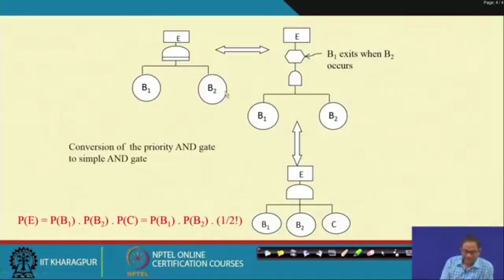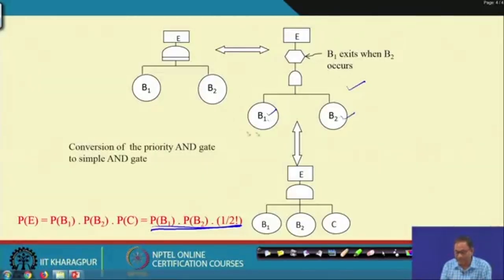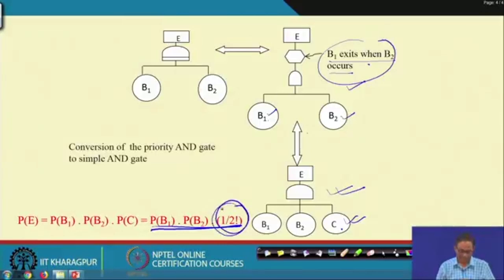Now, here I am showing you how this formula is derived. You see, this is our priority AND gate. Its equivalent representation is this: B1, B2 should occur, but at the same time the condition is that B1 exists when B2 occurs. That means B1 occurs before B2 occurs. So this is equivalently represented by this: B1, B2, and this condition we are representing by C. That means it is an AND gate with three inputs B1, B2 and C. The probability of C is this. So that is the derivation.